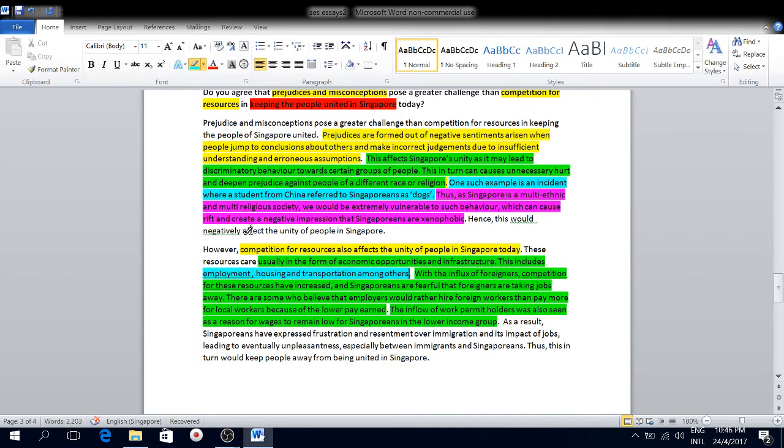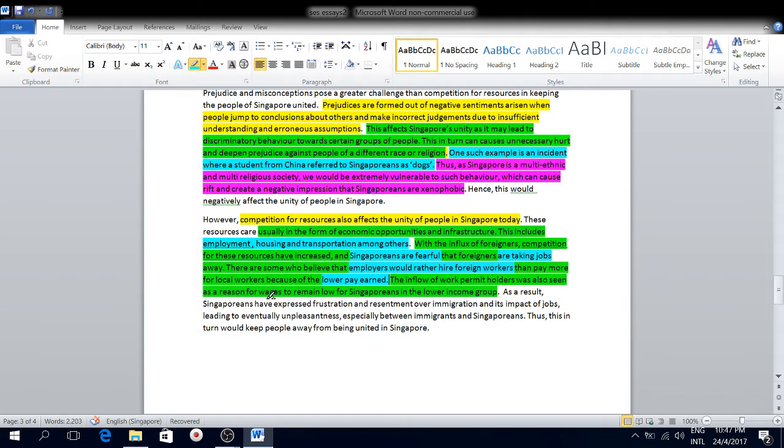Okay, what is the impact of this? The impact of this causation is that with increased competition, Singaporeans will begin to be fearful that foreigners are taking jobs away. Employers would rather hire foreign workers. This leads to the impression that employers would rather hire foreign workers, which leads to lower pay earned. Okay? So with more workers, there's a reason to decrease the pay.